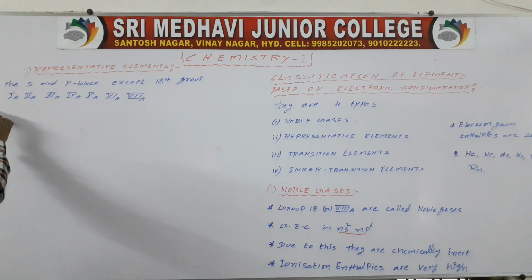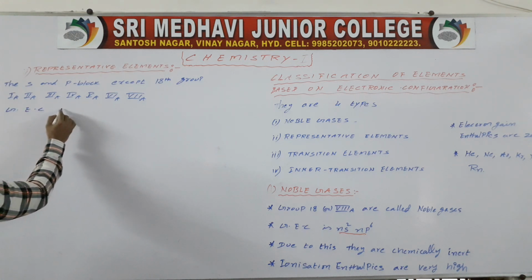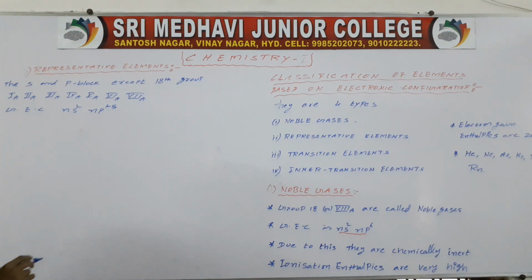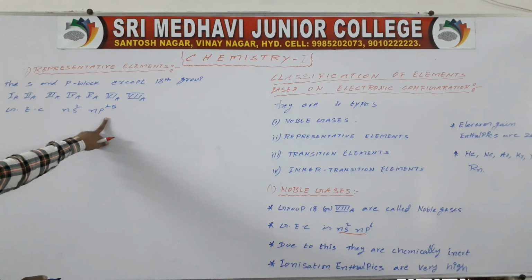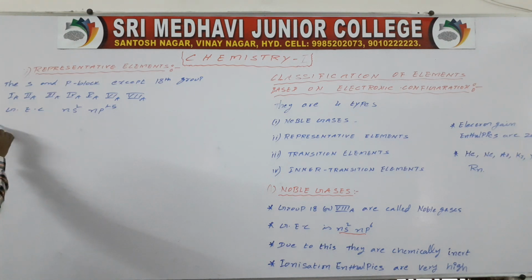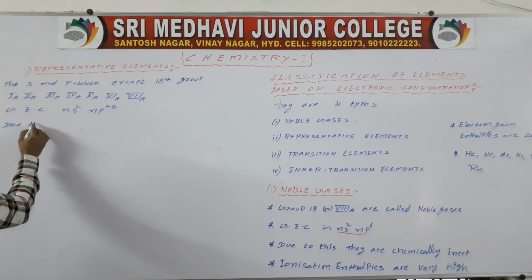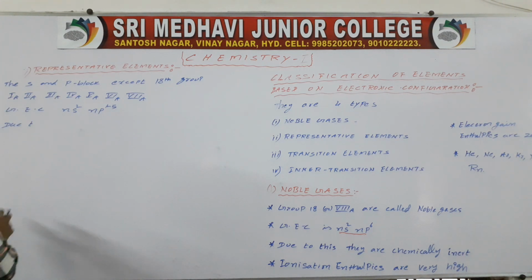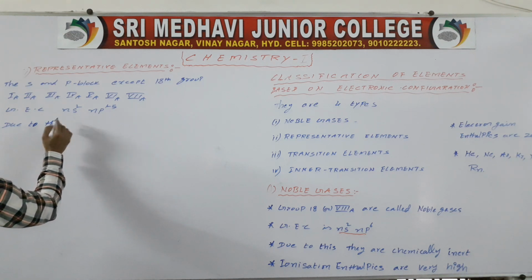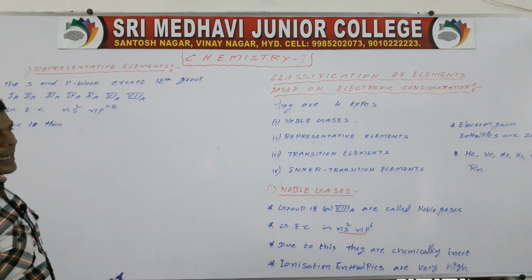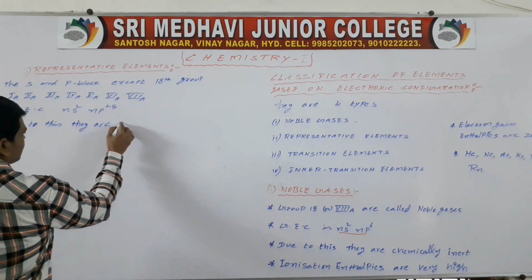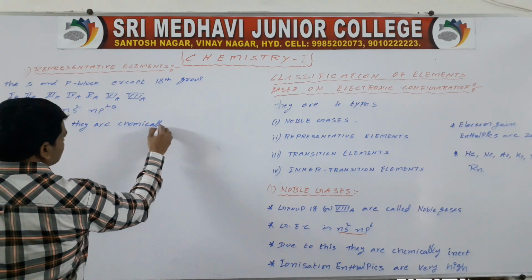The general electronic configuration is ns1 to 2, np1 to 5. These two are partially filled, ns and np1 to 5. So due to this, they are chemically active.